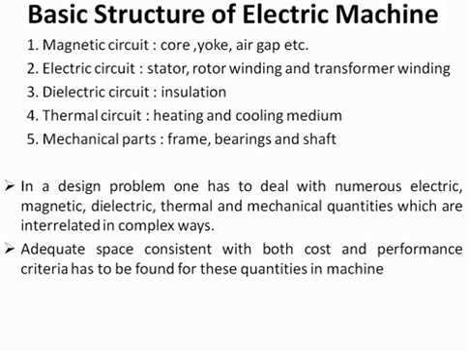The magnetic circuit mainly involves the core, yoke and air gap. In the case of a transformer, the magnetic circuit will be the iron frame or the iron core. In the case of the electric circuit, it will be the stator winding and rotor winding, and in the case of a transformer, it is the transformer winding. The dielectric circuit will be the insulation. The thermal circuit will be the heating and cooling medium, and definitely the ventilation which you are providing also will come under that. Mechanical parts, you know, bearings, frame, shaft, and all loads and systems which you are connecting to various types of machines, I mean rotating machines.